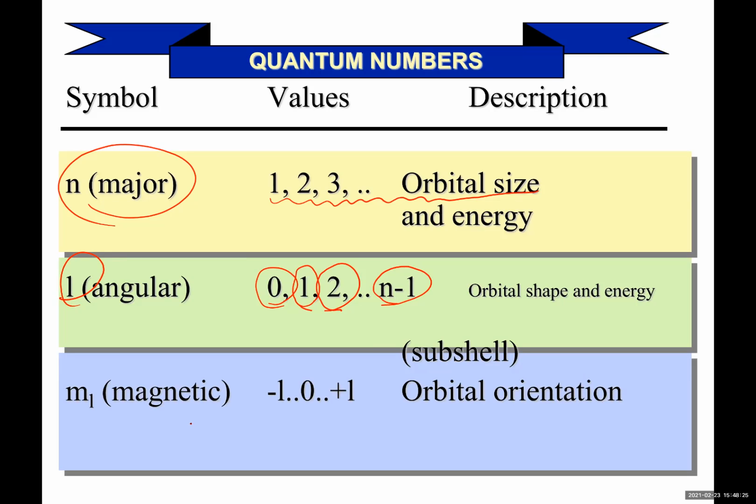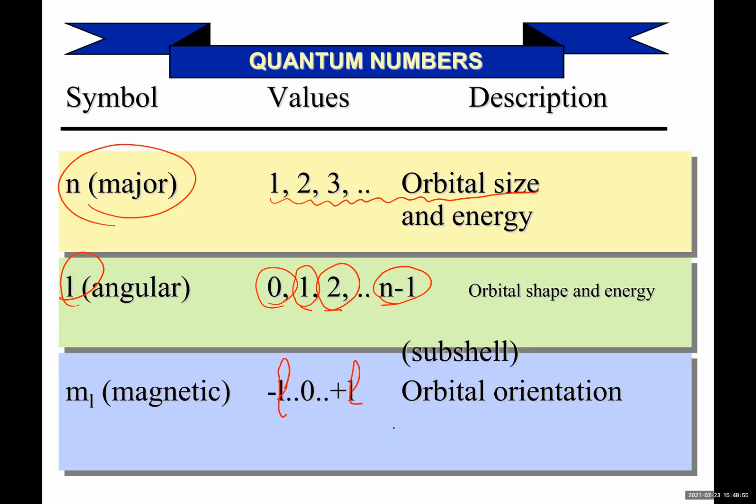And m sub L, the third quantum number that you saw, is minus L. This is L. Minus L, and then one digit larger. It gets to 0. And then its maximum value is plus L. This shows the orientation of the orbital.